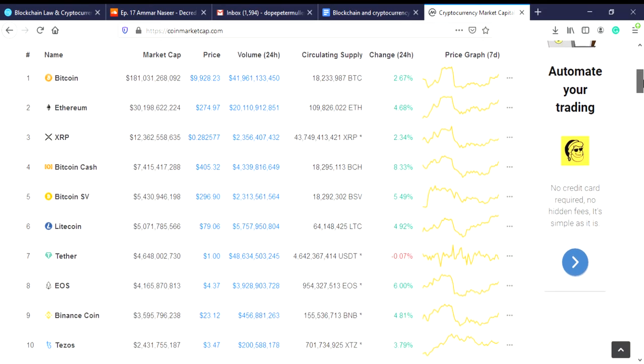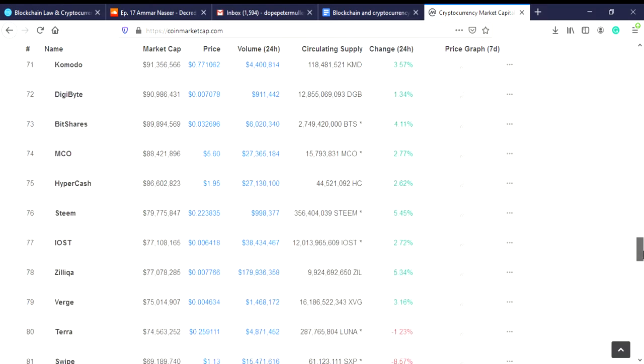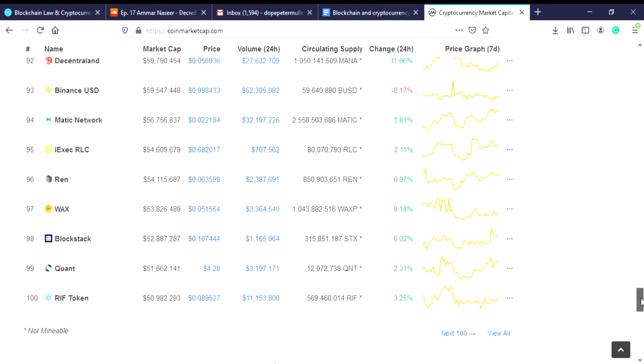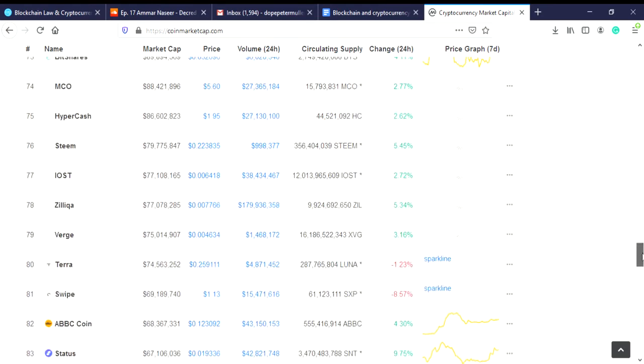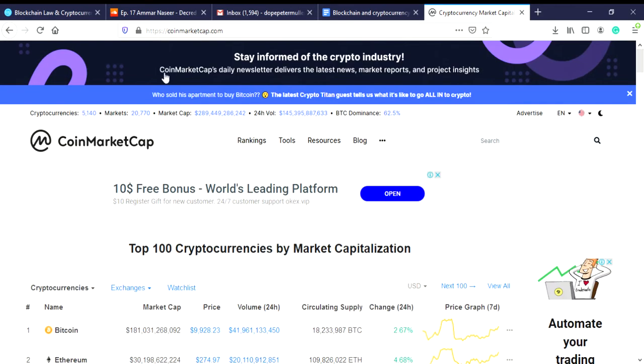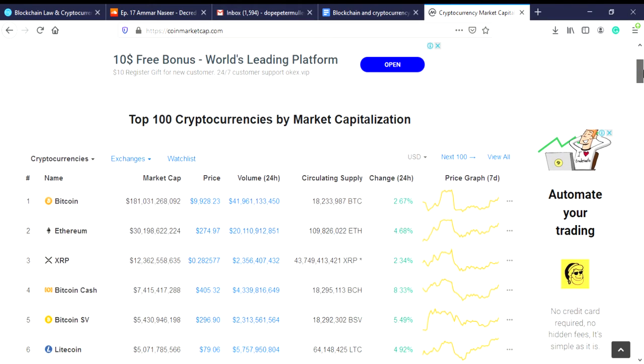If these are the first 100, looking through CoinMarketCap you're going to get to know a lot of cryptocurrencies. There are thousands of cryptocurrencies, and according to this, we have 5,140 cryptocurrencies. That's quite a lot, and a lot of them are basically useless. So to be a trader, you need analysis skills. The first one is called fundamental analysis, and the second one is called technical analysis.